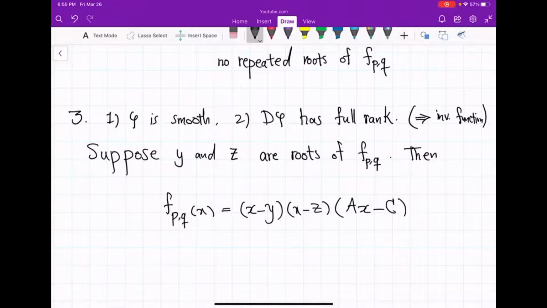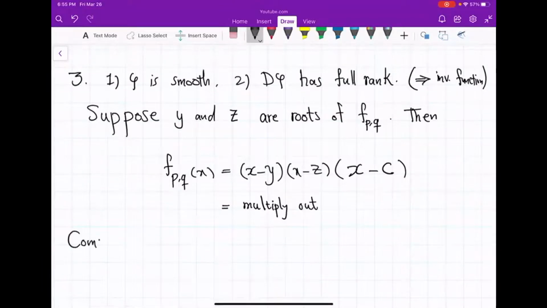However, because this has X cubed in it, the coefficient of X cubed is 1, this means that A can be nothing other than 1. So this has to be 1. And so I go ahead and simply remove it. So what I get then is that there is X minus C here. And you multiply this out, and compare the coefficients.